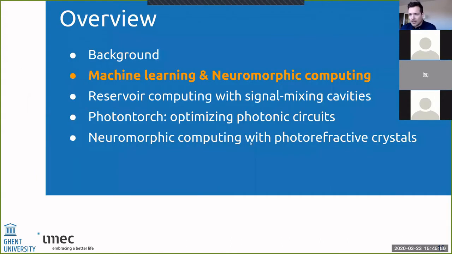So the rest of this presentation will be structured as follows. First, I'll give a short intro in machine learning. Then we get to the core of my research, which basically consists of 3 different aspects of photonic neuromorphic computing. First, we'll explore neuromorphic computing with signal mixing cavities. And then we'll go to Photontorch, which is a photonic simulator I developed during my PhD. And finally, we'll end the presentation with a short overview of how possibly photorefractive materials could fit into this story.